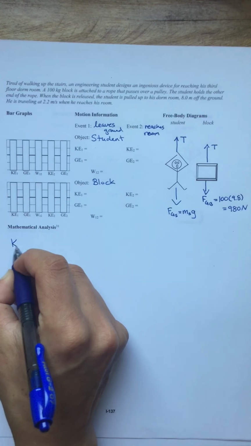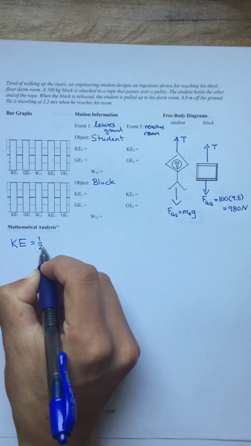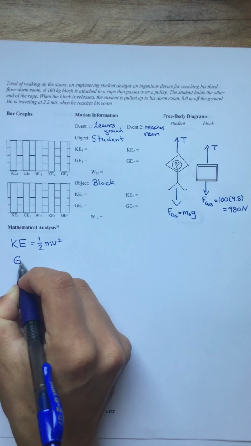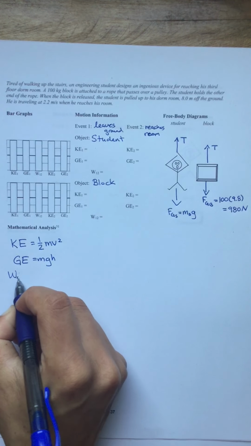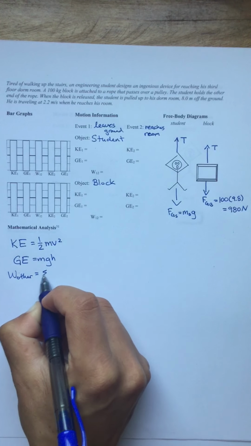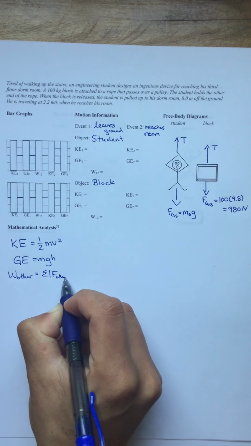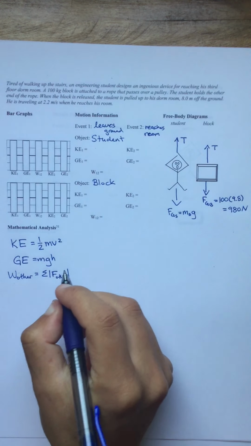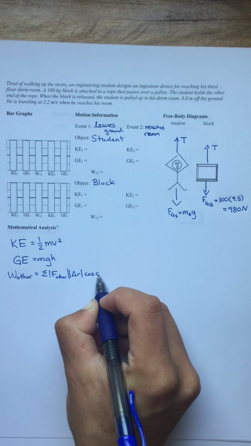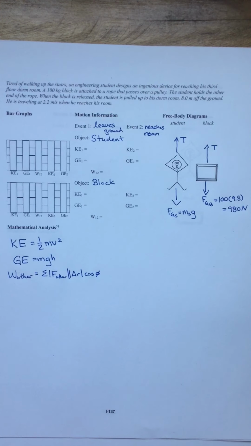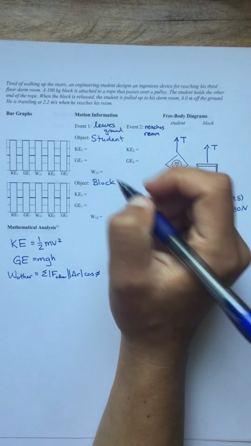So kinetic energy is equal to 1/2 mv squared. Gravitational potential energy is equal to mgh. And work other is equal to the sum of the magnitude of the forces other than gravity times the magnitude of the displacement times the cosine of the angle between the two. So, when the block is released, the student is pulled up to the dorm room. When the block is released, the student and the block are both at rest.